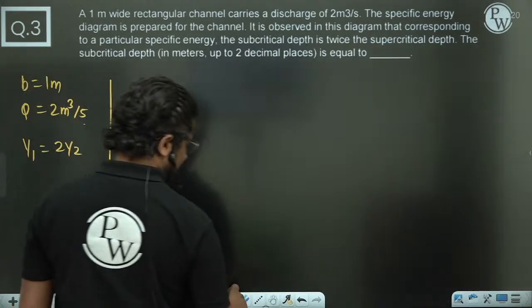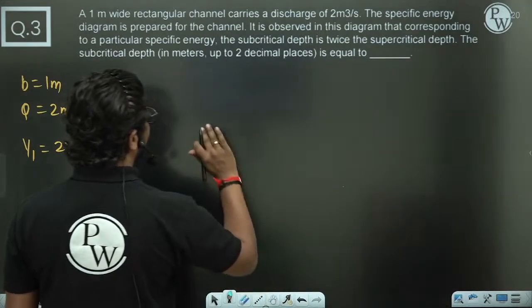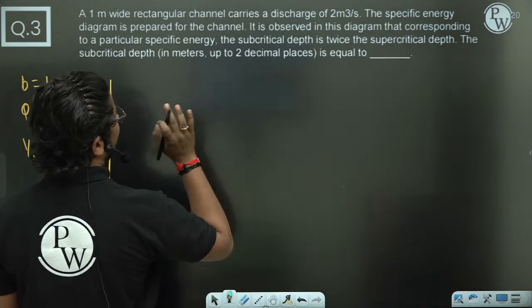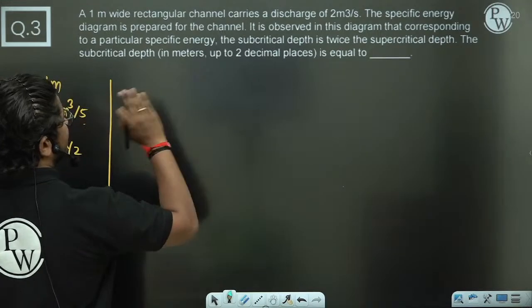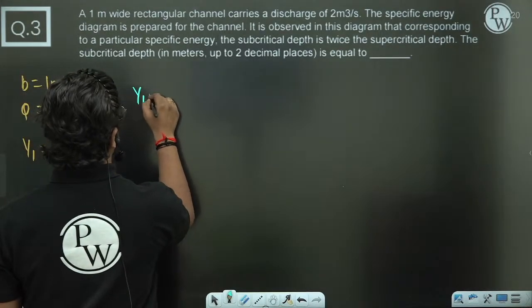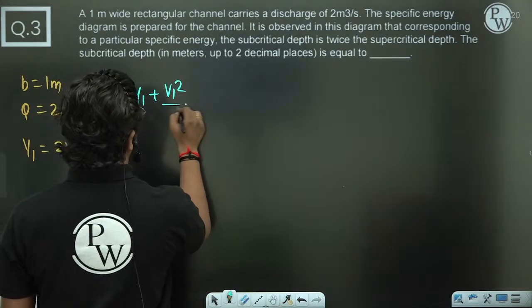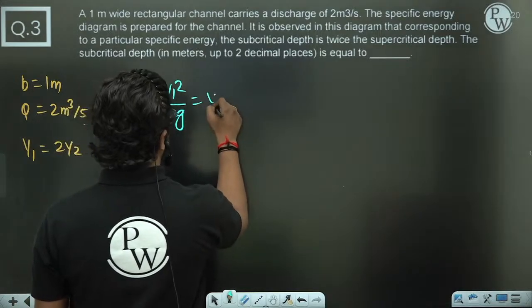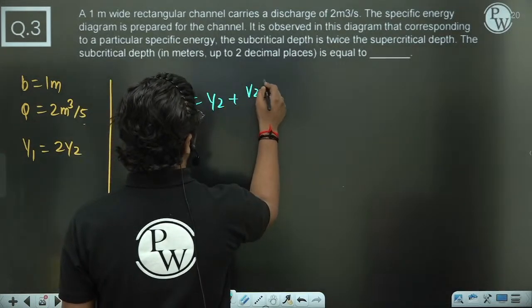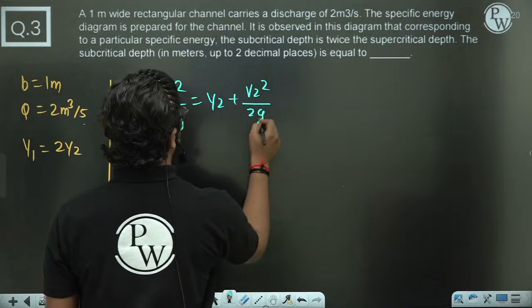Okay, look here. If they are alternate depths, then in that case the specific energy will be the same. So y1 plus v1 squared upon 2g is equal to y2 plus v2 squared upon 2g without any doubt.